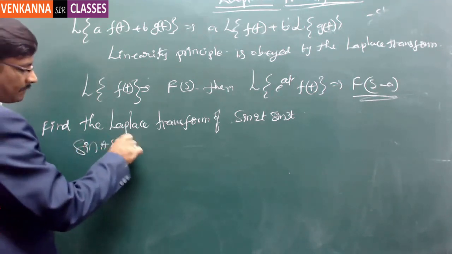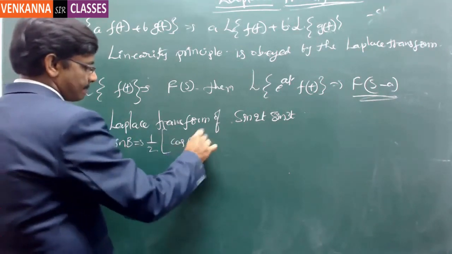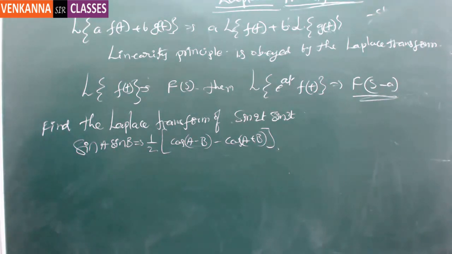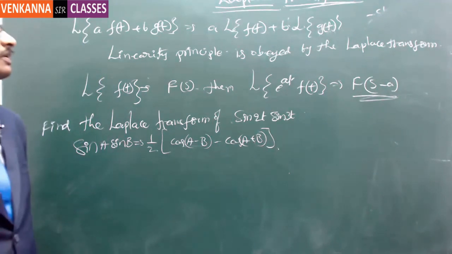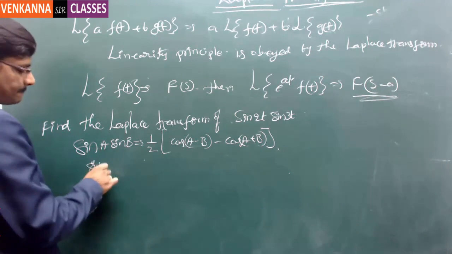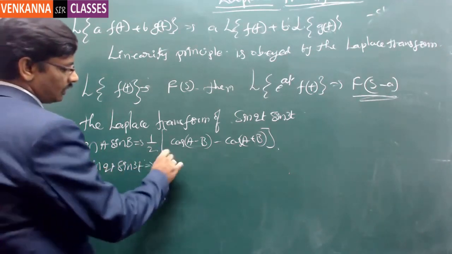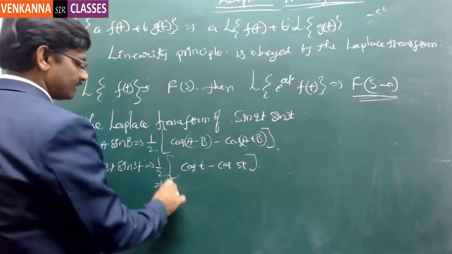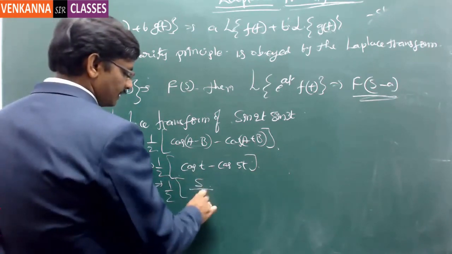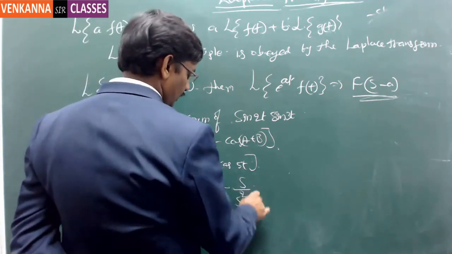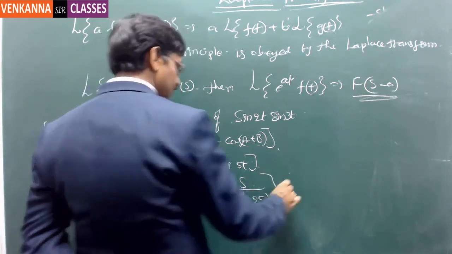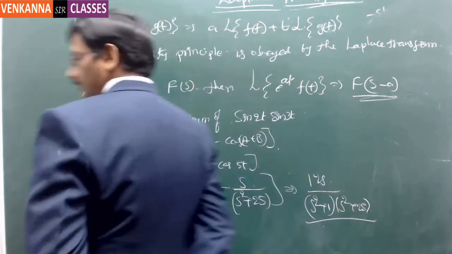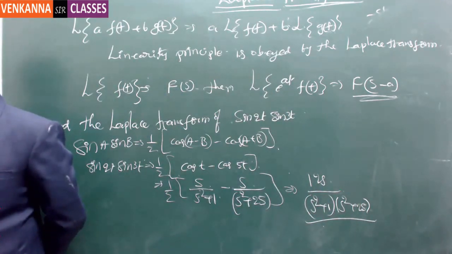Sin A sin B is equal to 1 by 2 times cos of A minus B minus cos of A plus B. This is the base principle that we need to use, because you know the Laplace transform of sin at, but you don't know the Laplace transform of the product of two different sine functions. That's the reason we have to convert into this format. Now sin 2t sin 3t can be converted into 1 by 2 times cos t minus cos 5t. Now, you know the Laplace transform of cos t is s by s square plus 1 minus s by s square plus 25. The simplified form of this is 12s divided by s square plus 1 into s square plus 25. This is how you need to find out. Got it? Understood or not?